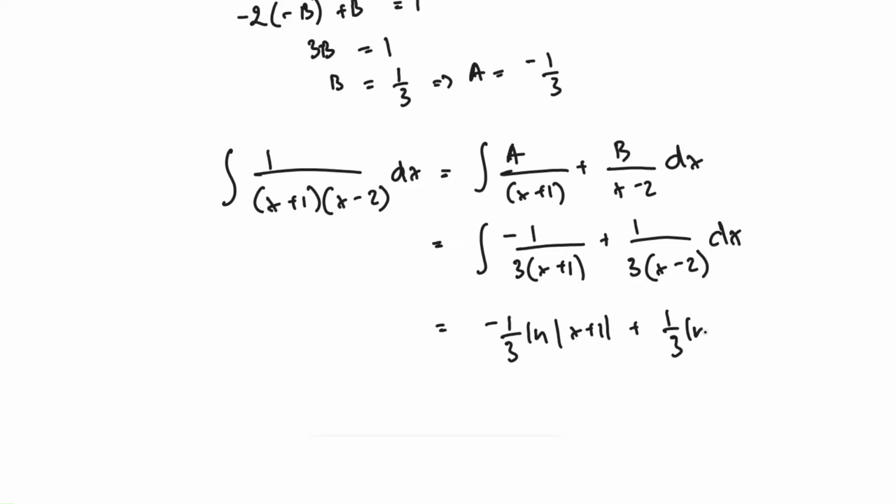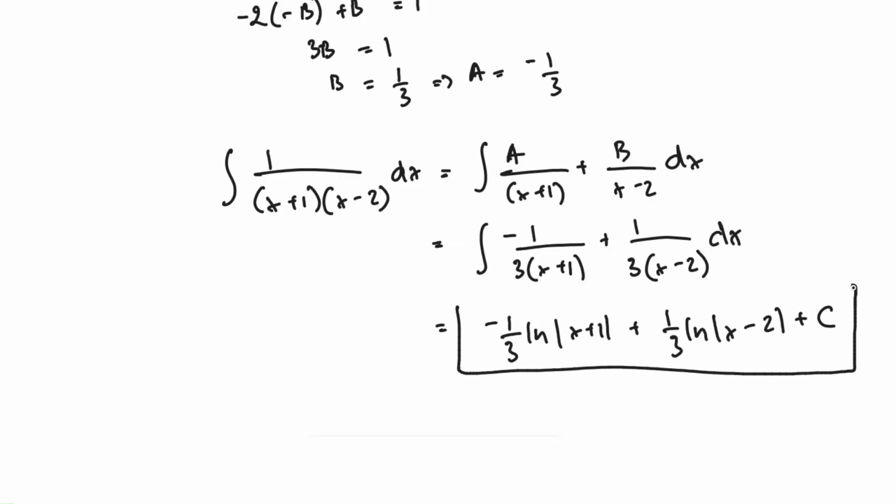Plus 1 over 3 natural log of x minus 2 dx. Oh, not dx anymore, sorry. Plus c. Okay, so this is the result of the integral, right? So this is partial fraction.